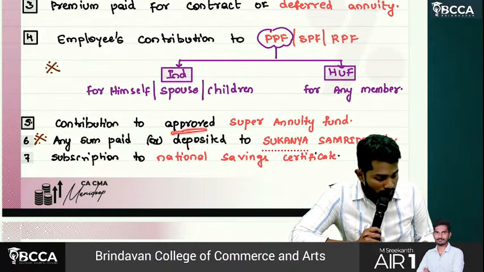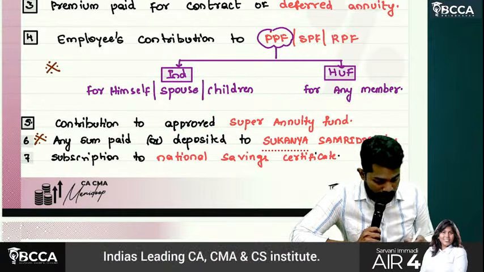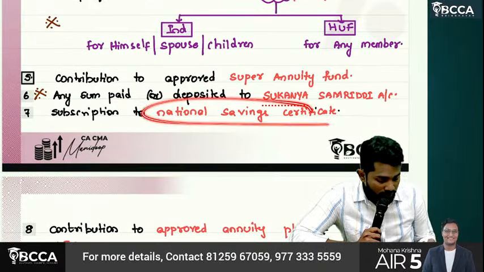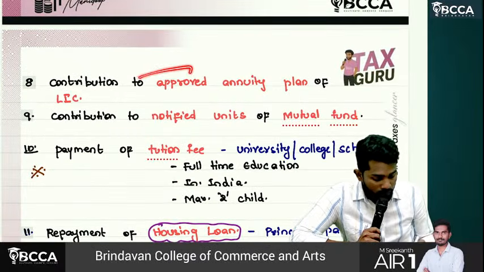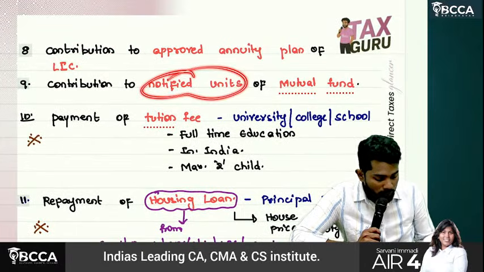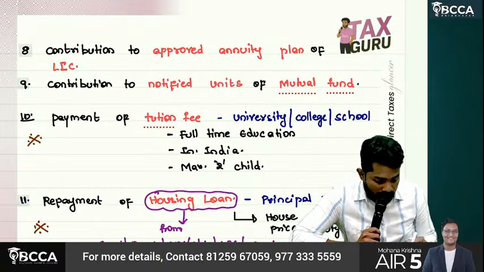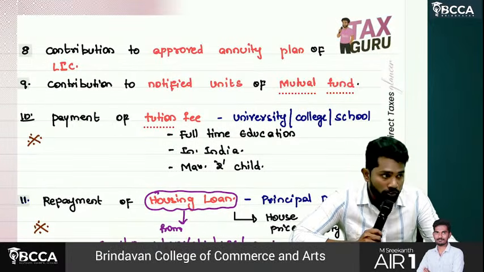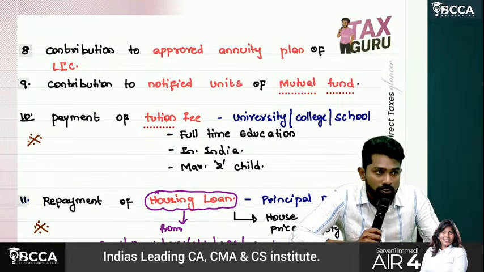Then contribution to approved superannuation fund, any sum paid or deposited to Sukanya Samriddhi account, subscription to National Savings Certificate, contribution to approved annuity plan of LIC, contribution to notified units of mutual fund, then payment of tuition fee with respect to university, college or school should be full-time education in India, maximum 2 children.